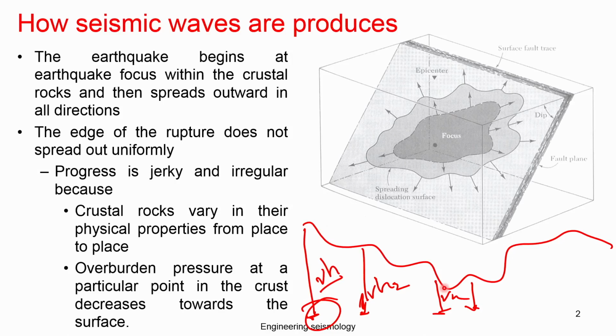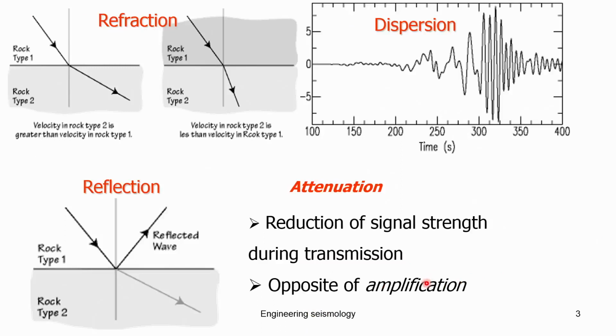When these vibrations travel in the form of waves, wave propagation occurs in three or four major categories: reflection, refraction, dispersion and attenuation. What is reflection? As we have seen in school physics with the reflection of light waves, here also it is the same, but instead of light you have a seismic wave.